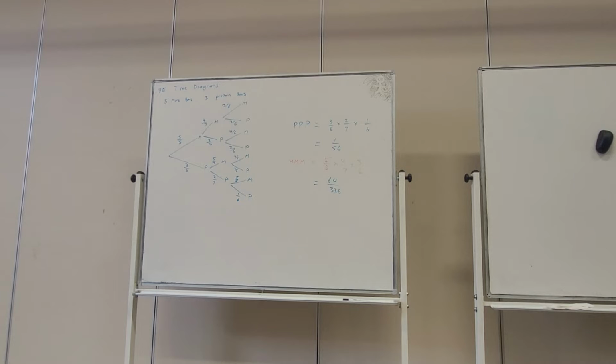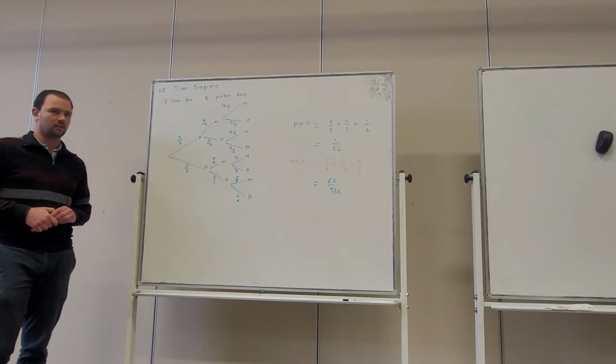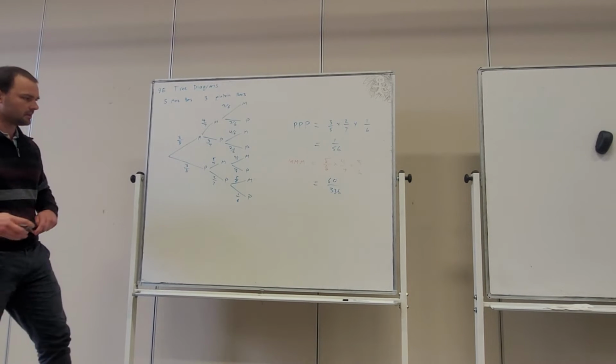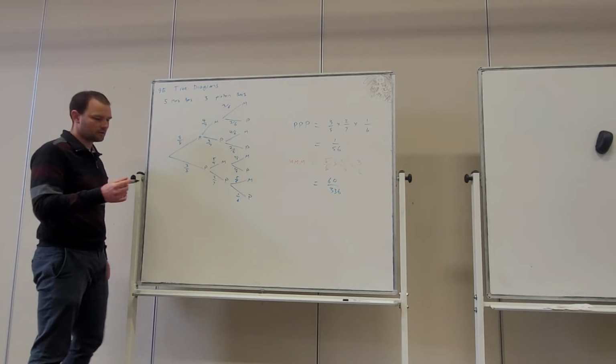Part 3, at least one Mars bar. Okay, so if you get at least one Mars bar, this one's a little bit tricky. There's a really fast way we could do it, or there's lots of slow ways. So let's think about if you're getting at least one Mars bar, what are the possible paths you can take? So have a look here.